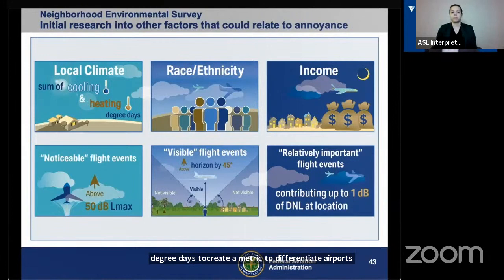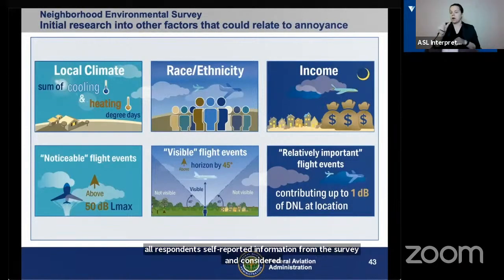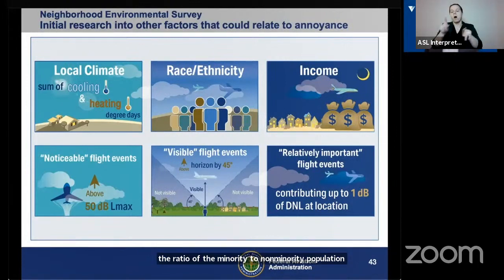Race and ethnicity represents respondents' self-reported information from the mail survey and considered the ratio of minority to non-minority population. Household income was not asked in the survey, but determined using Census Bureau data to estimate the percentage of the airport's respondents living below the poverty level.